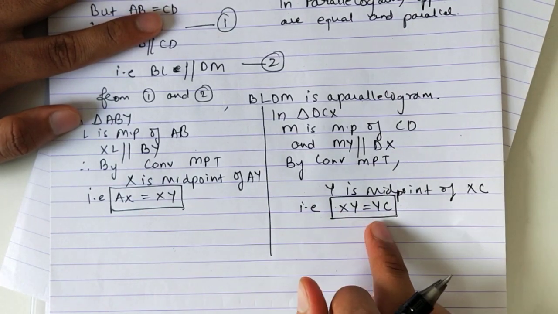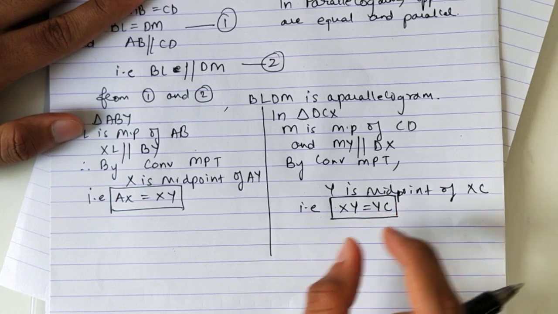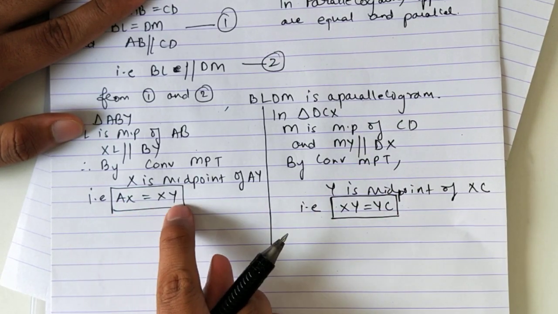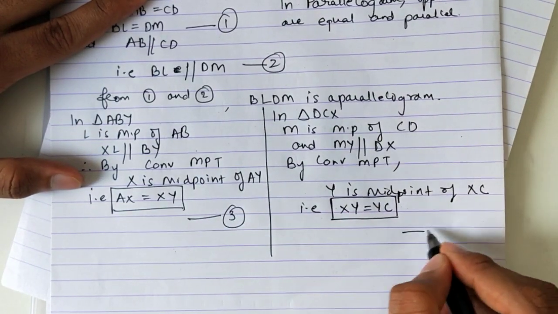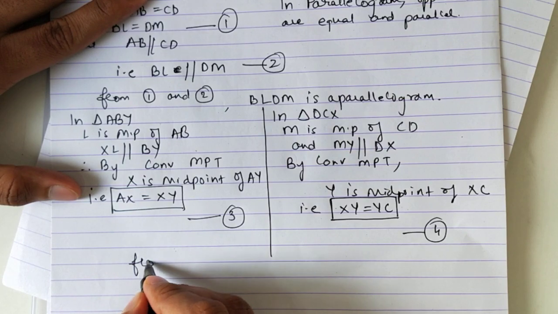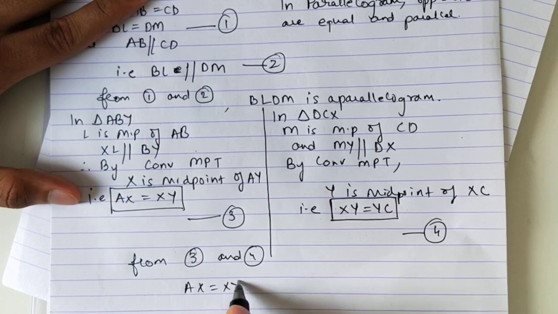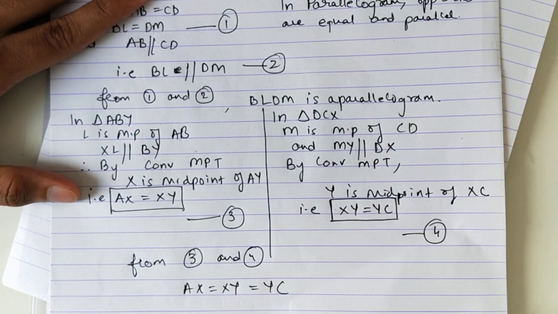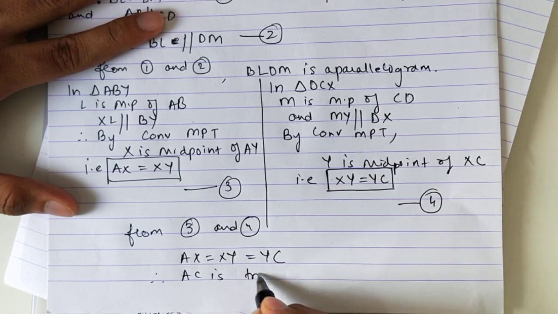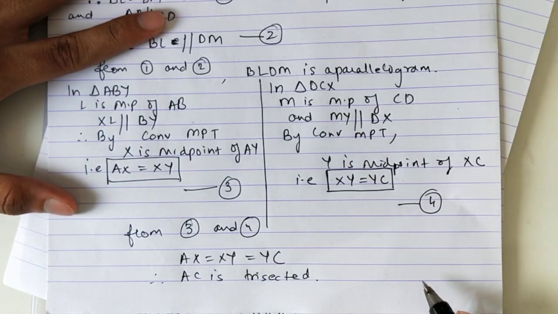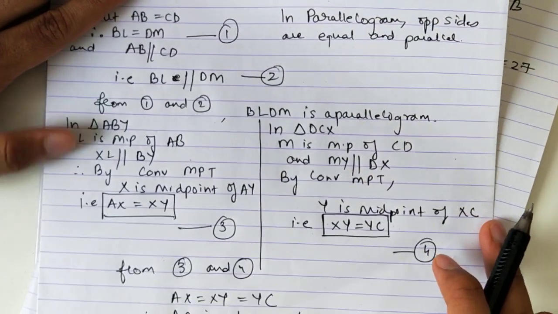इन दोनों से हमें क्या मिला कि AX और XY equal हैं, XY और YC equal हैं. इसका मतलब ये तीनों equal हुए. AX is equal to XY, XY is equal to YC. So in conclusion, from this 3 and 4, I can conclude that AX is equal to XY is equal to YC. Correct? Therefore, AC is trisected. Trisected means divided in 3 equal parts. Okay, this is what I had to prove in the end.